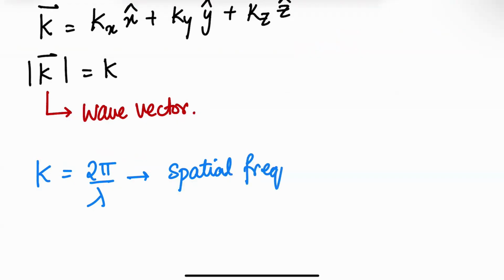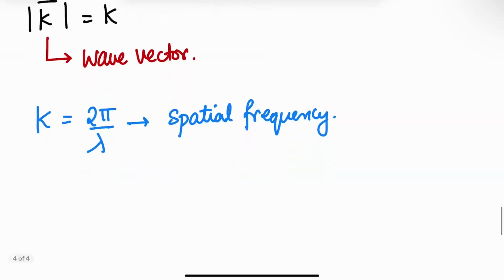Spatial frequency, right? By spatial frequency, we know that time frequency is omega, which is the number of times the signal went up and down in a given second. Spatial frequency represents how many times the wave, for example, has gone up and down in 1 meter.